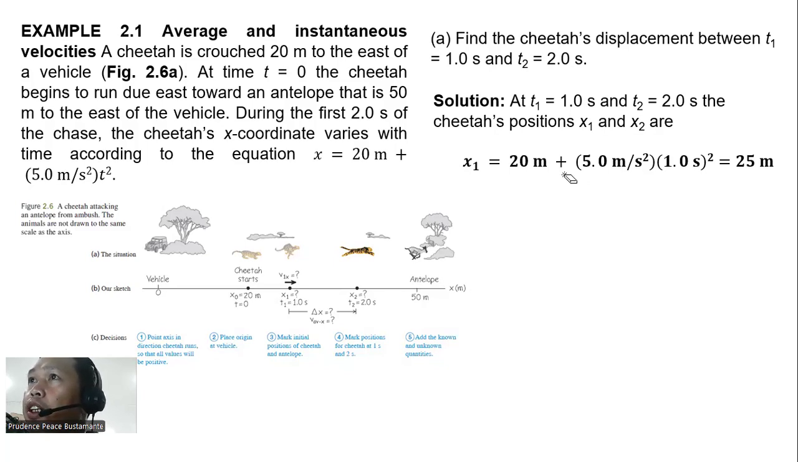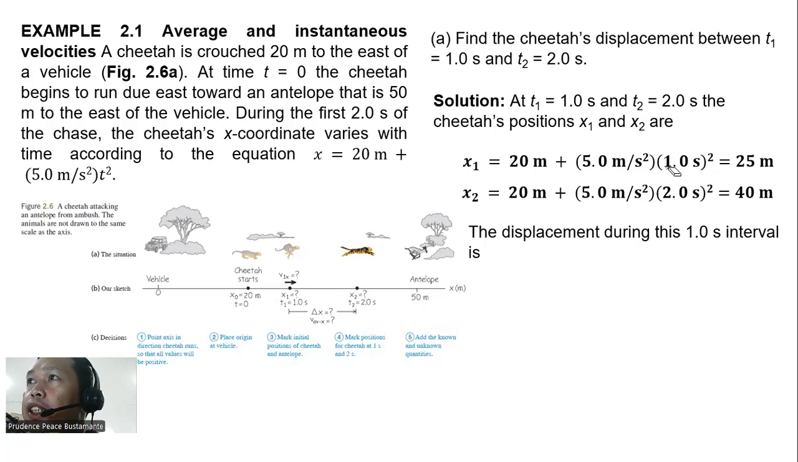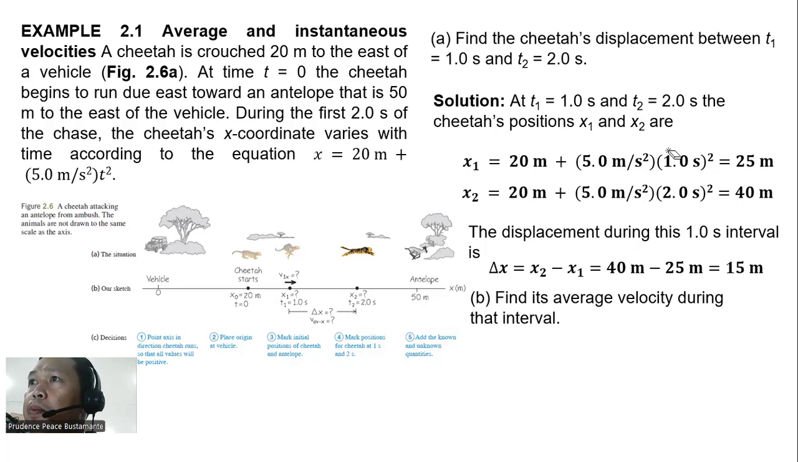Using this equation, our x1 is 20 meters plus 5.0 meters per second squared times 1.0 seconds squared, which is equal to 25 meters. Doing the same, I just replace 1 second with 2.0 seconds. So our x2 is 40 meters. Based on our formula, the displacement during this interval is just the final position, which is 40 meters, minus the initial position, which is 25 meters. This is equal to 15 meters.